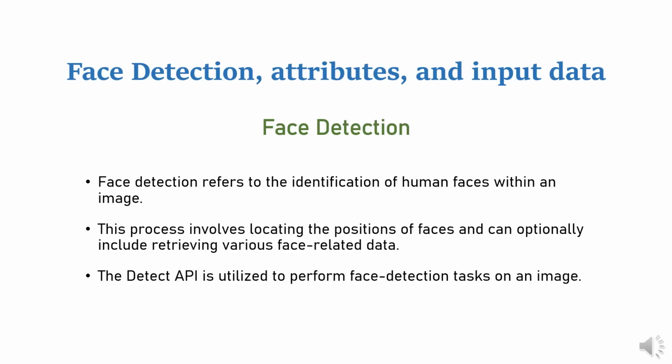Face detection, attributes, and input data. Face detection. Face detection refers to the identification of human faces within an image. This process involves locating the positions of faces and can optionally include retrieving various face related data. The Detect API is utilized to perform face detection tasks on an image.